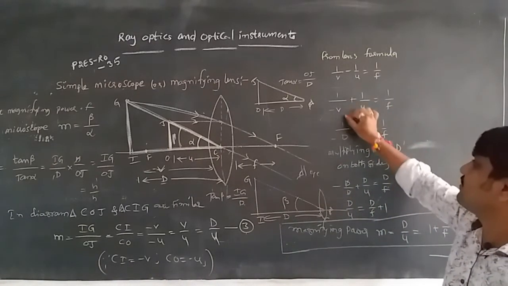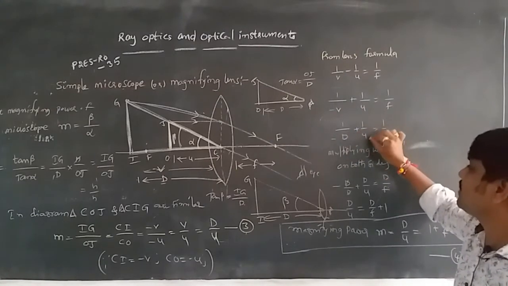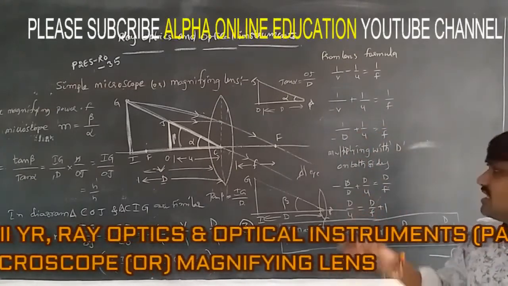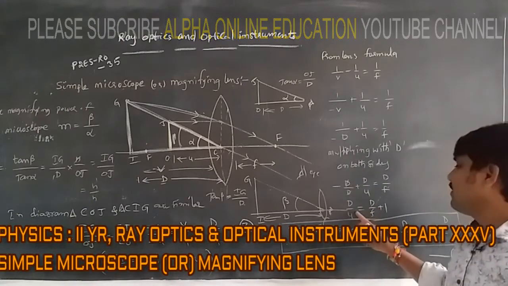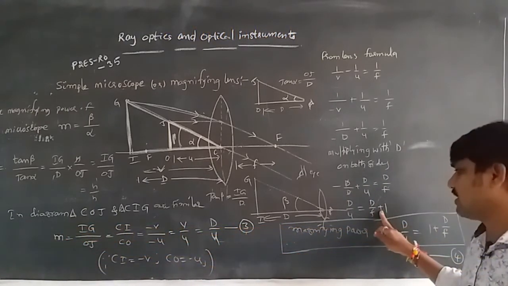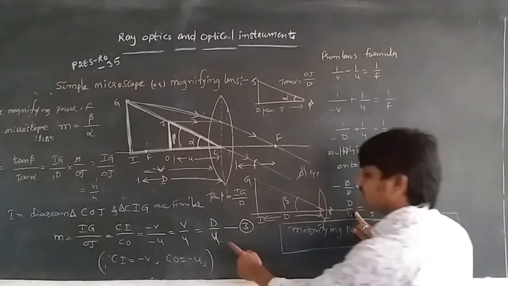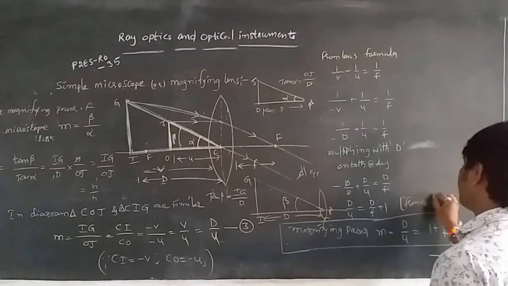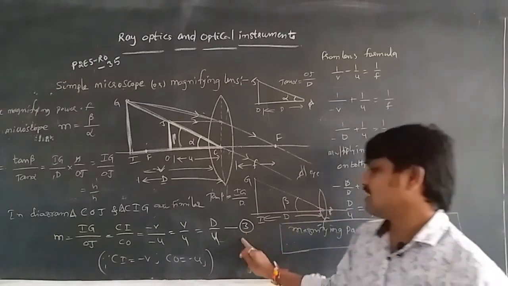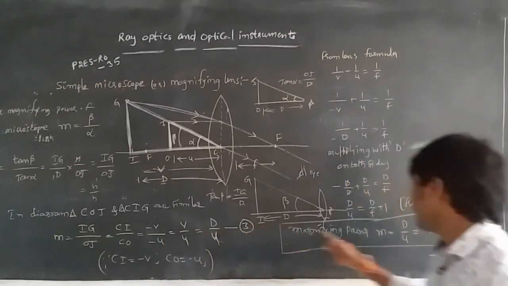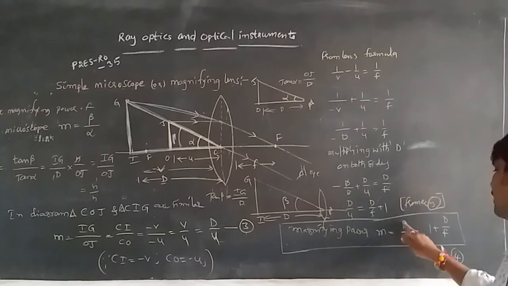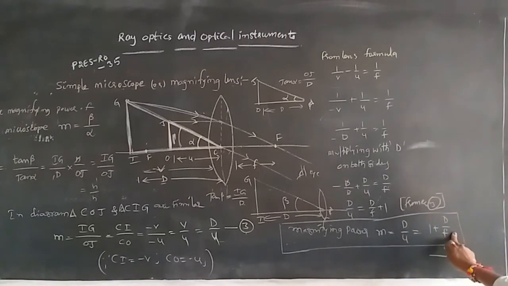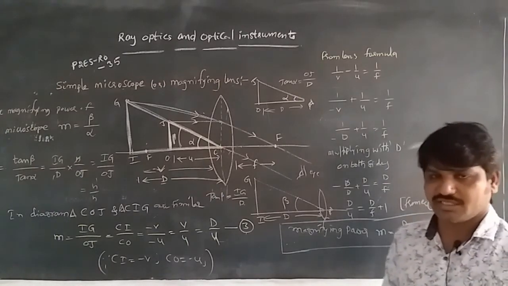From this equation, V is equal to D. Substituting and multiplying both sides by D, we get D by U is equal to D by F plus 1. From equation 3, m is equal to D by U. So m is equal to 1 plus D by F, which is the equation for the magnifying power of a microscope. This is about a simple microscope.